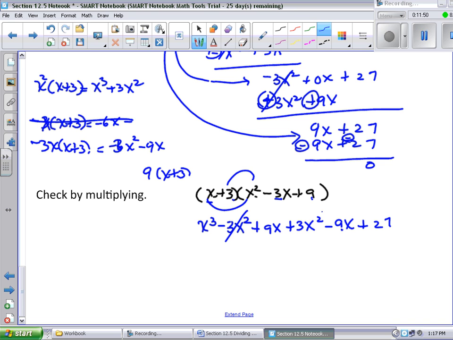The 3x squared and the negative 3x squared drop out. The 9x and the negative 9x drop out. And I come up with x cubed plus 27, which is exactly what I wanted, and that does check.